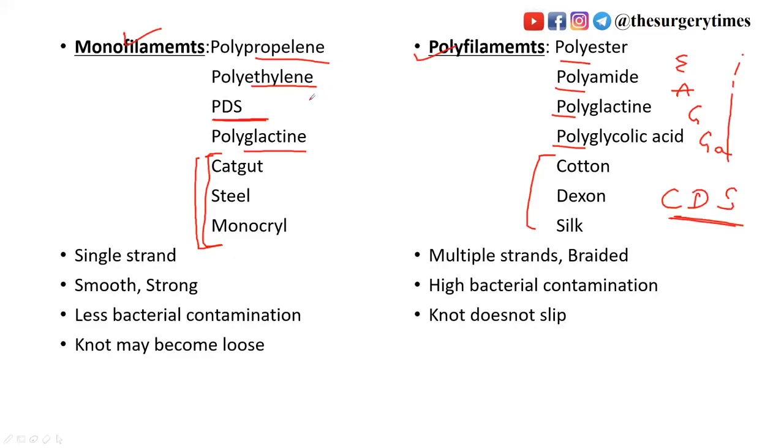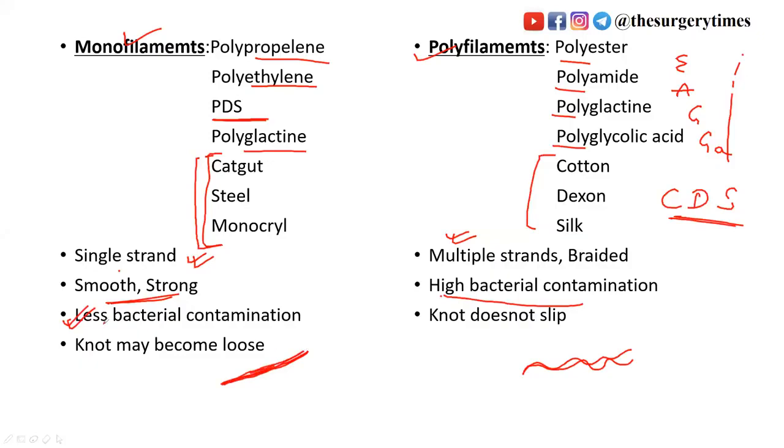Okay. Now monofilaments are single stranded, whereas polyfilaments are multi-stranded. Monofilaments are smooth and strong, very smooth and shiny, whereas multifilaments are braided, like we already discussed, and are non-shiny also. There is high bacterial contamination in case of polyfilament, but less bacterial contamination in case of monofilament, because monofilament sutures are silky type. They shine, so you can remember bacteria may not stay there.